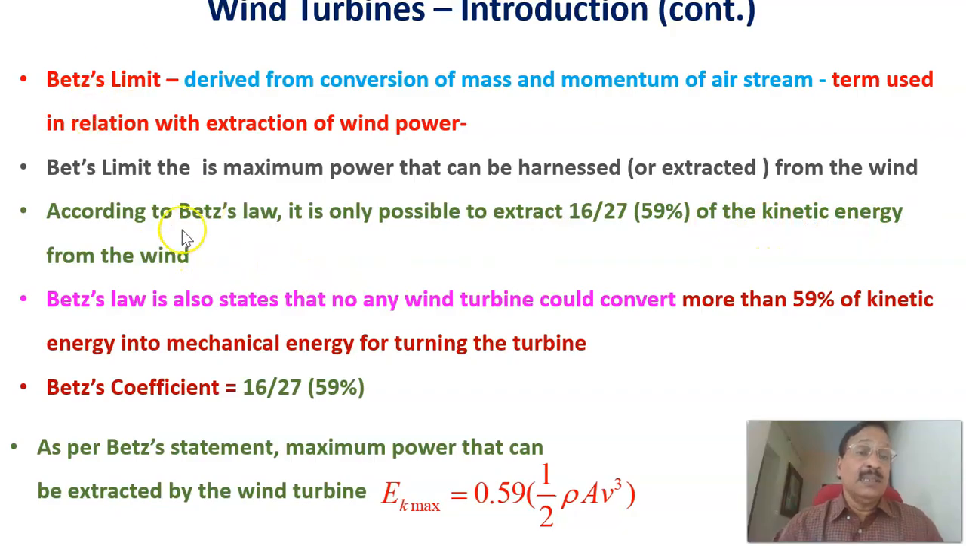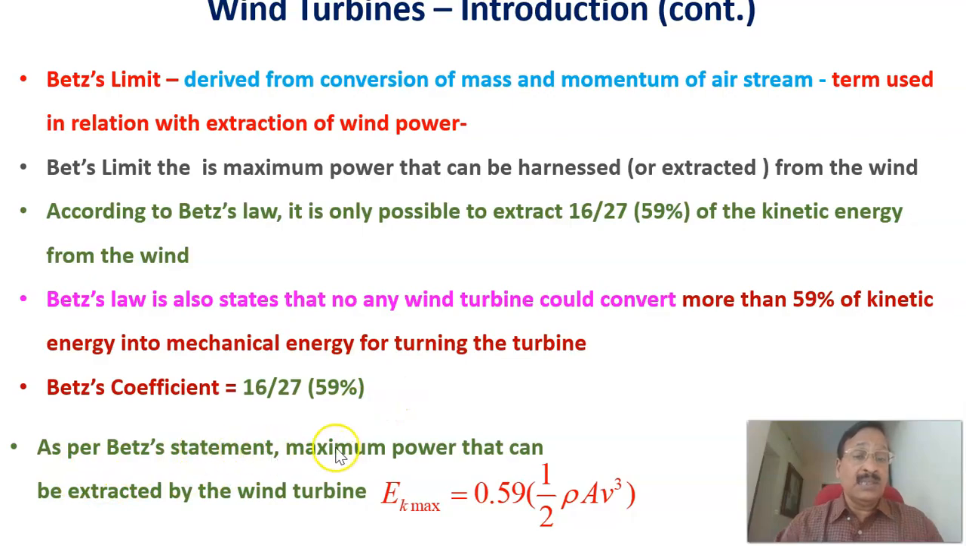As per Betz law, it is only possible to extract 59% of the kinetic energy in the wind. From the wind, it is possible to extract 59% only. Betz law also states that no wind turbine can convert more than 59% of the kinetic energy into the mechanical energy for turning the turbine. That maximum limit is 59%. The Betz coefficient is 16 by 27, which is about 59%.